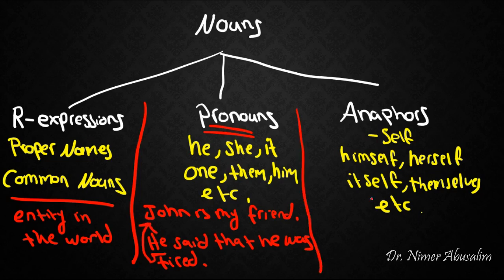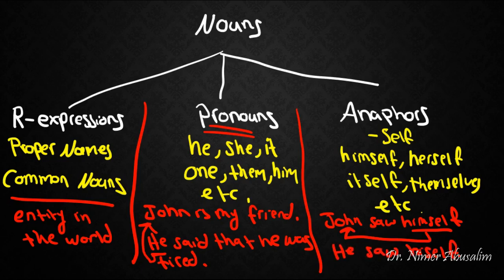Now an anaphor differs in that it has to be there to refer to something within the same sentence. So we could say John saw himself. Himself refers to John, which is in the sentence. We could also say he saw himself. Himself also refers to something in the same sentence.